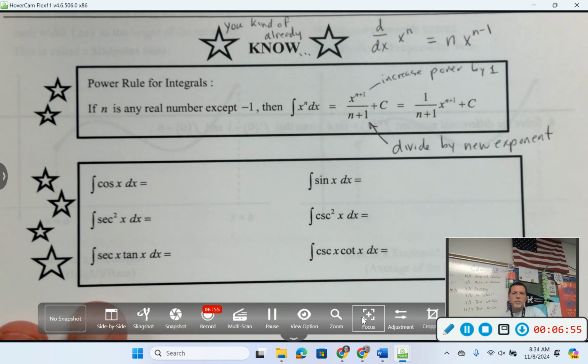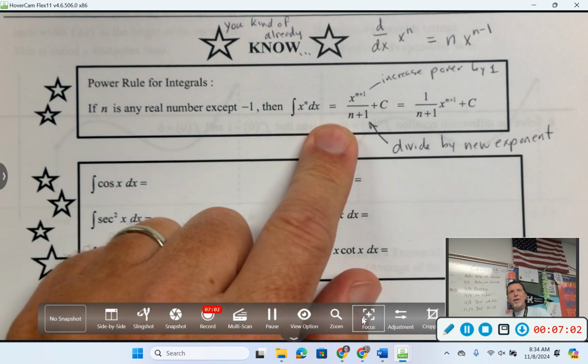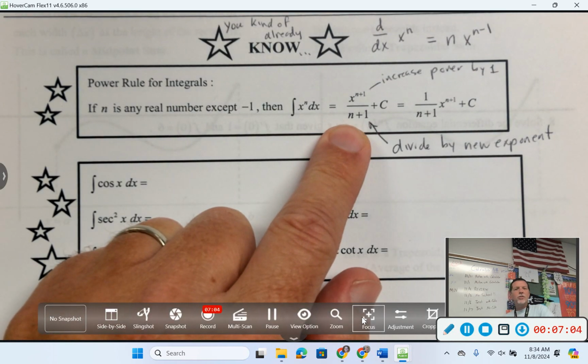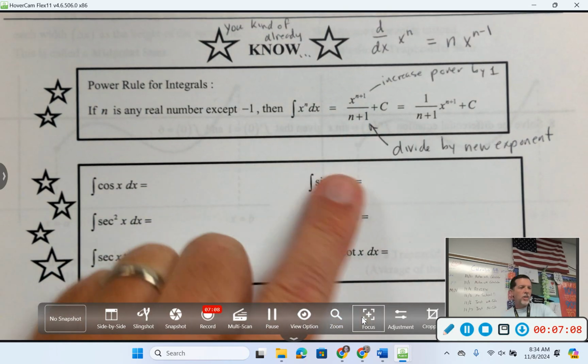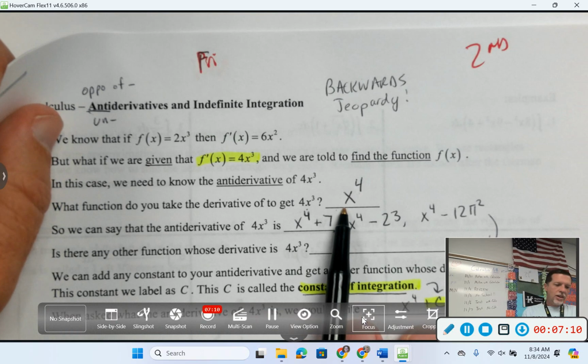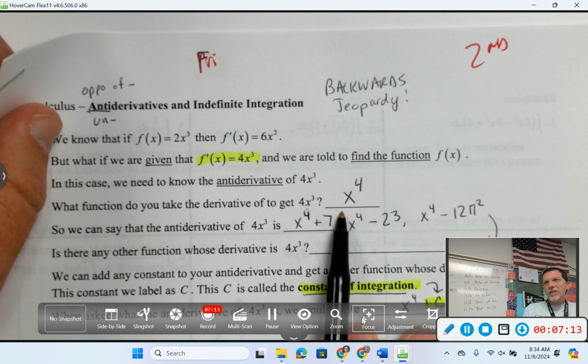And then don't forget the plus c. So some of you are going to memorize this rule. Others of you are never going to think about this rule. You're just going to do it. You're just going to kind of figure it out. Like when you got x to the 4th, you didn't know what the rule was. You just figured it out.